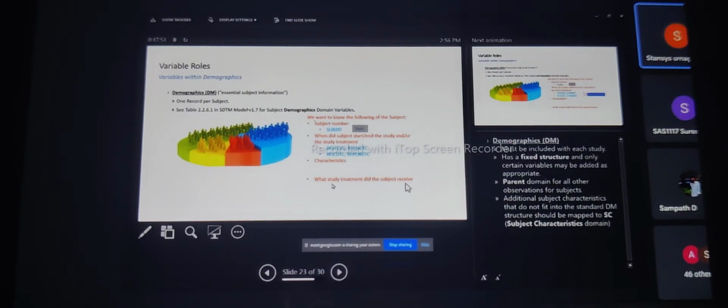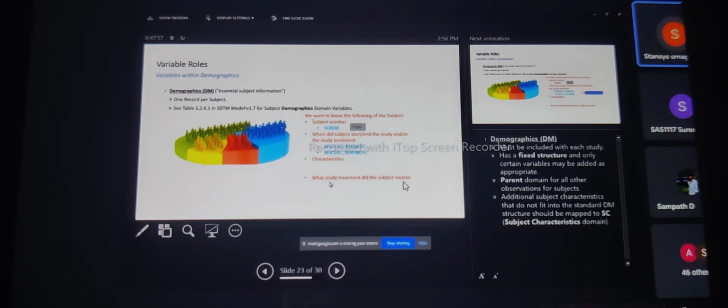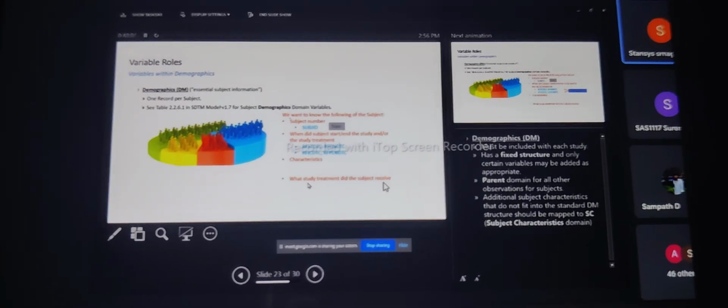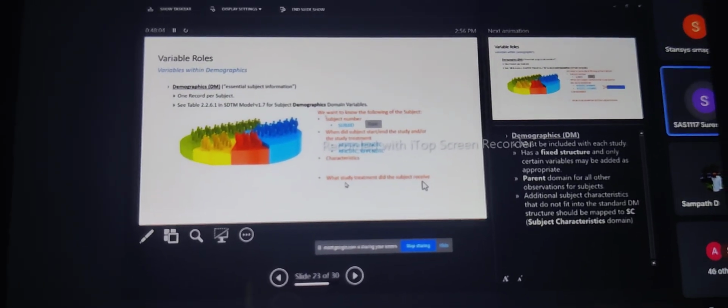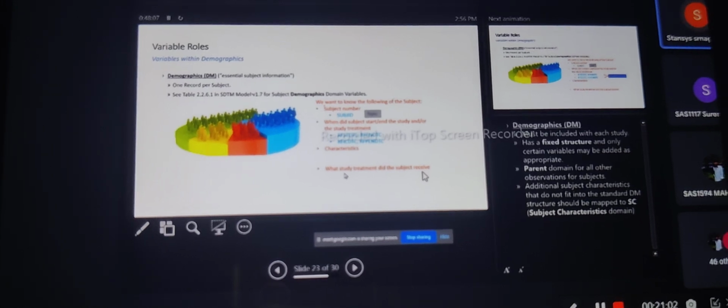These are the things: when did the subject start, and then study treatment, RFSTDTC, RFENDTC, RFICDTC, RFPENDTC. Okay? I think you might all be aware. What is the RFENDTC? Can anyone tell? RFENDTC. Treatment end date. So how can you derive the participation end date?